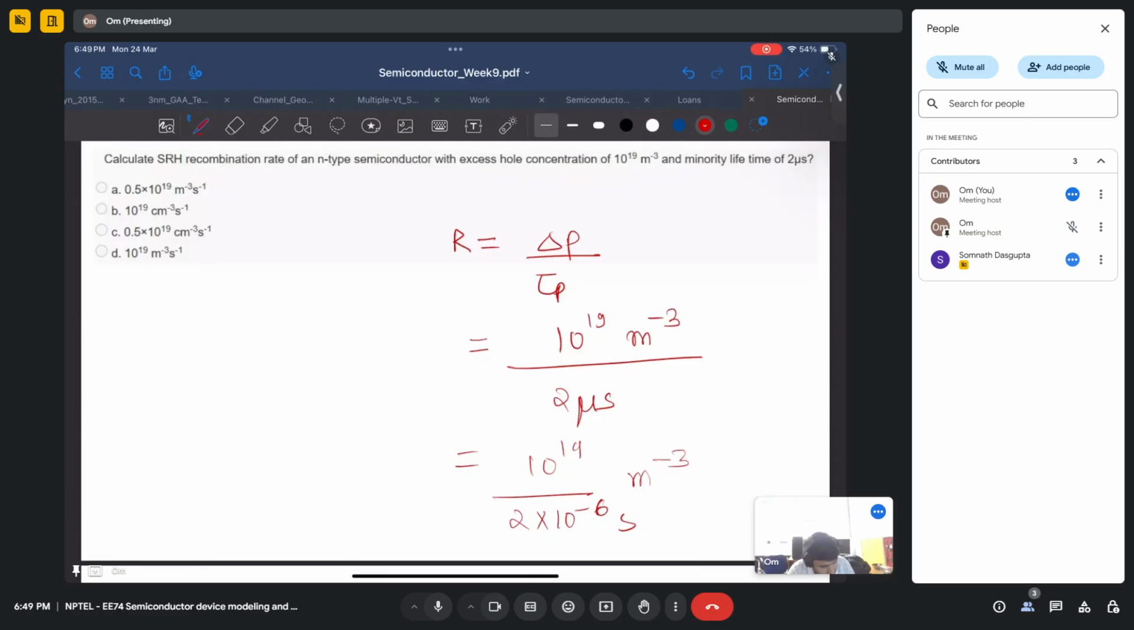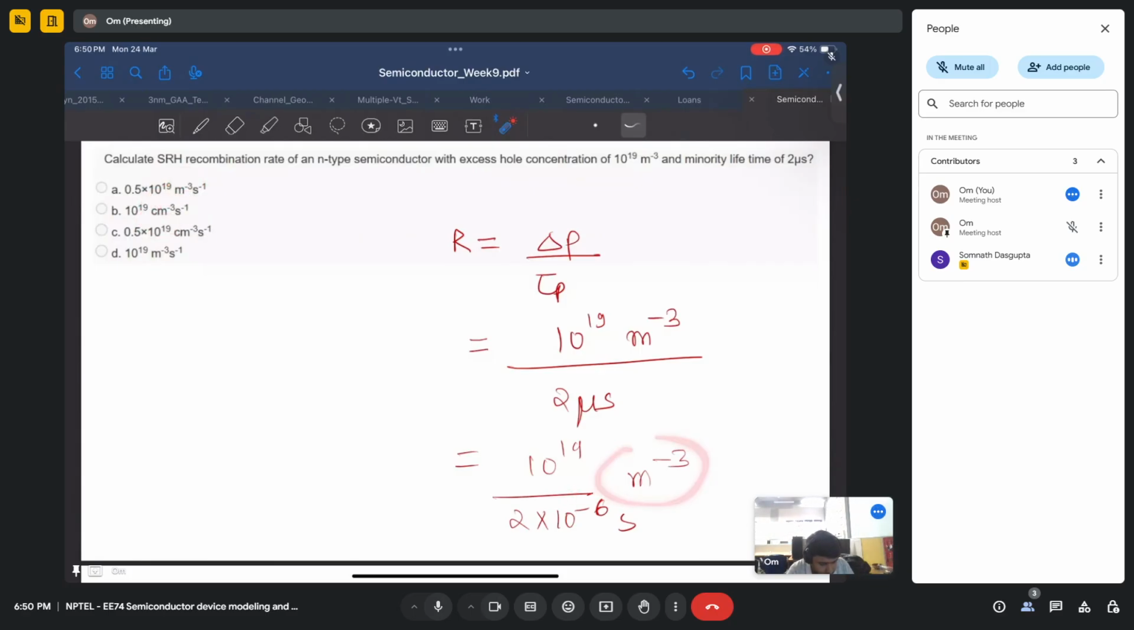Now, if you see, I will get a number which is much larger than 10 to the power 19, right? It will be 0.5 into 10 to the power 25, right? But I see all the answers are in this 10 to the power 19 range. So I need to change this. Either the answer is in meter cube or in centimeter cube, so I need to change this unit.